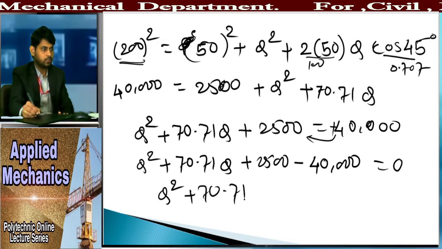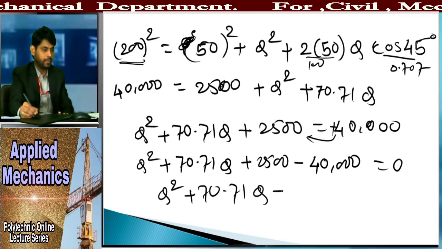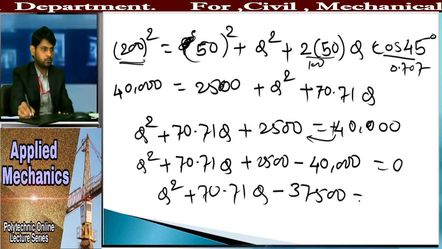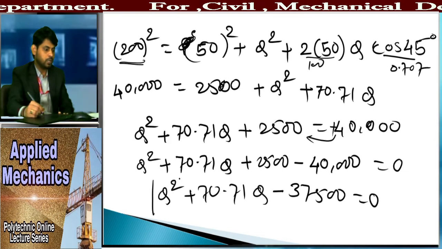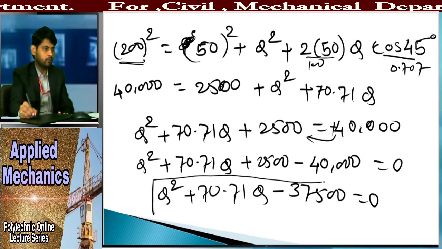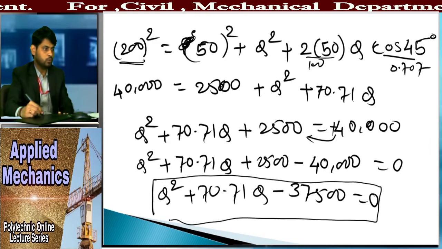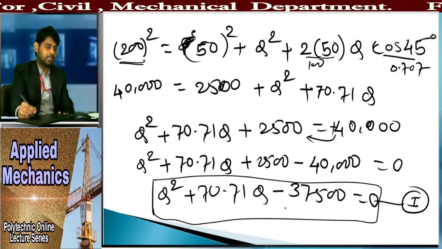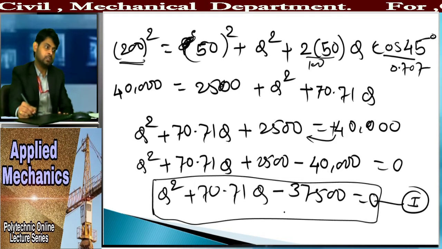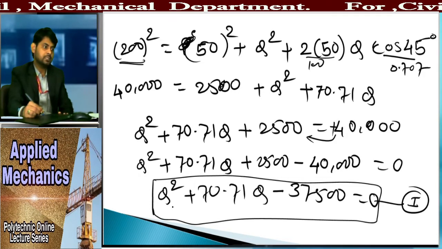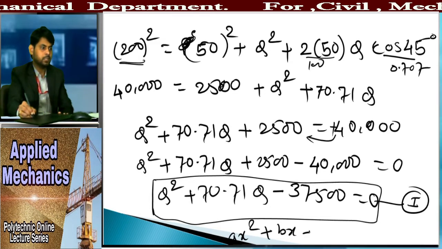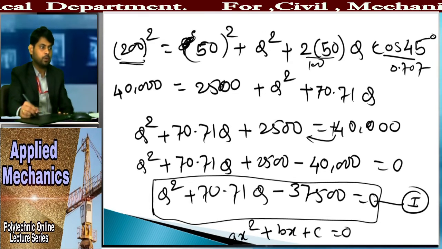So your equation would be like this: minus 37500 is equal to 0. So this is your equation number 1. So you will get one equation here, right? This is nothing but the quadratic equation. So you have to compare this equation with ax square plus bx plus c is equal to 0.